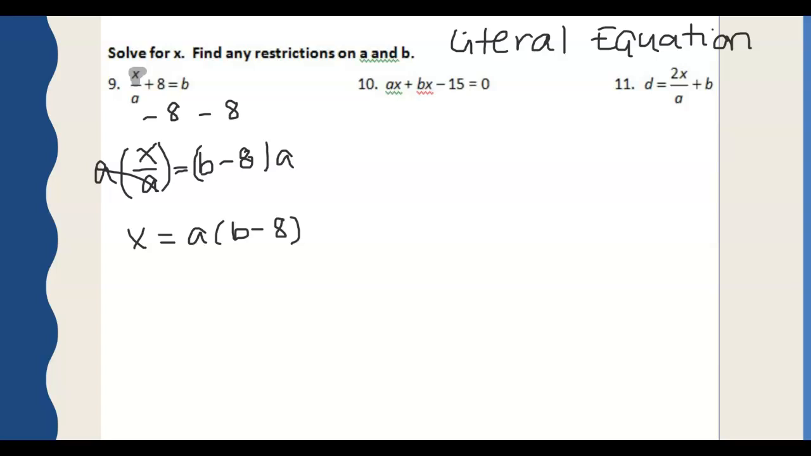And then it says find restrictions. So restrictions are simply like a cannot equal, and in this case, the answer is 0. And a can't be 0 because right here, we were dividing by a. Well, we know in math, we can't divide by 0. So since we were dividing by a at some point, a cannot be 0. So those are called restrictions.